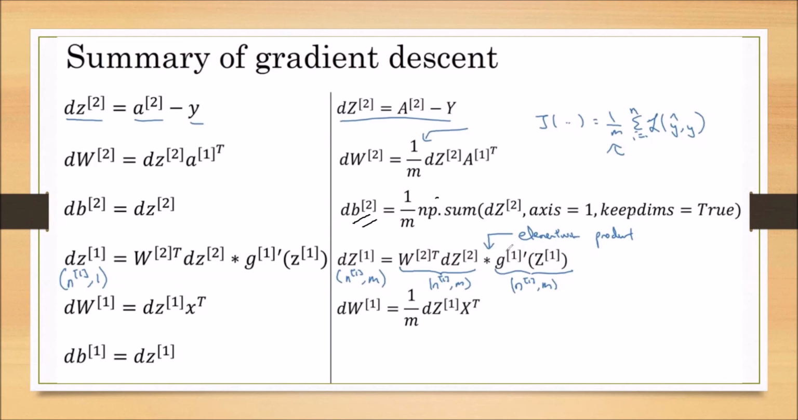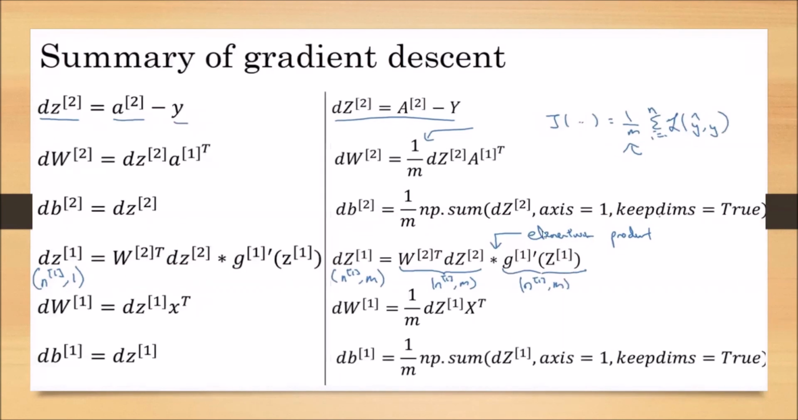Okay, right. Now in the next step we are calculating dZ1. dZ1 is nothing but W2 transpose times dZ2, times g1 prime of Z1. Again, dW1 is nothing but 1 by m dZ1 times X transpose. We want to do the average. That's why we are writing 1 by m. Again, for db1 also, we are writing 1 by m np.sum(dZ1, axis=1, keepdims=True). This is the code we implement for the back propagation.